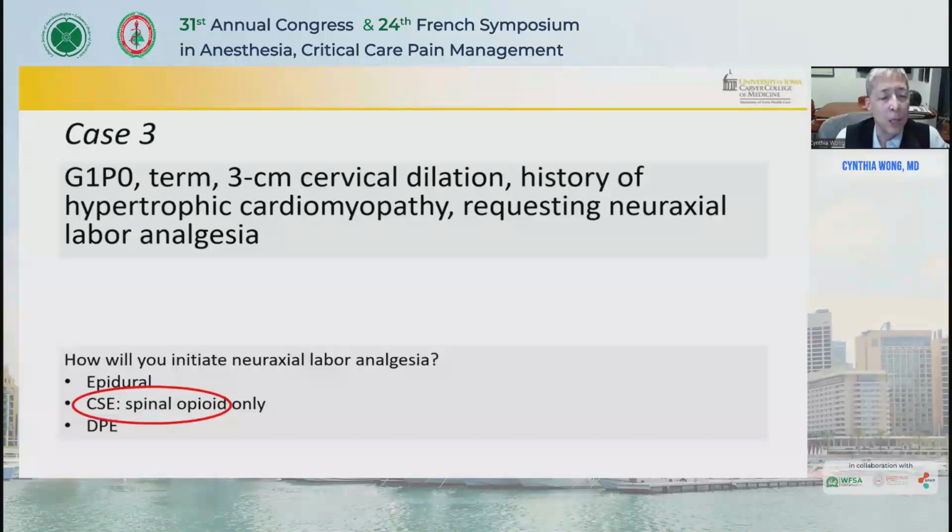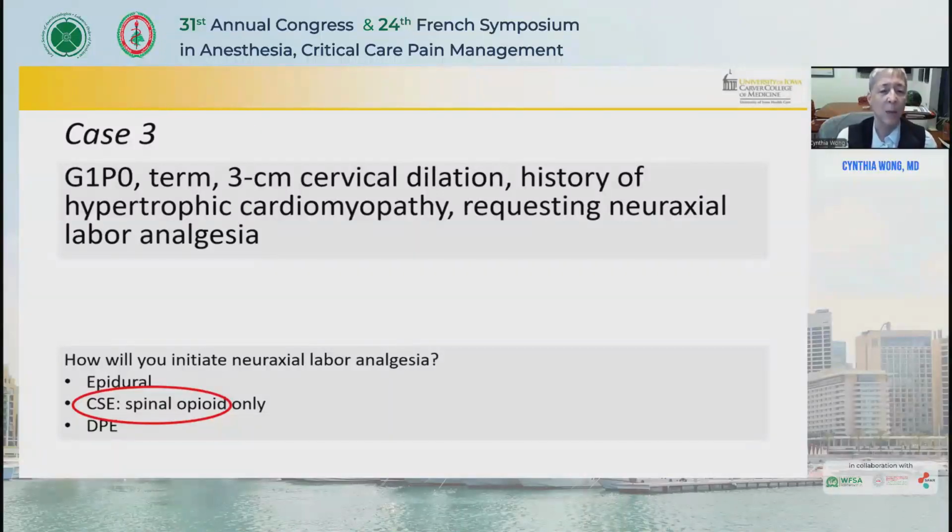All right, what about this patient? This is a nulliparous patient, also term, 3 centimeters cervical dilation with a history of hypertrophic cardiomyopathy requesting neuraxial labor analgesia. Well, this is a patient where you want to be particularly careful not to decrease both preload and afterload too much, right? This will worsen the patient's cardiovascular status and might lead to cardiovascular collapse. So one very useful technique is to induce analgesia without ever using a local anesthetic, and therefore you will not get sympathetic blockade and this decrease in preload and afterload.